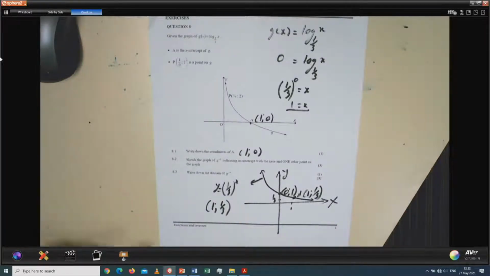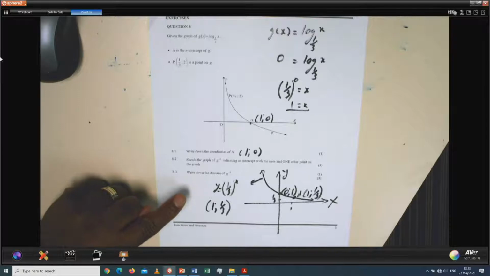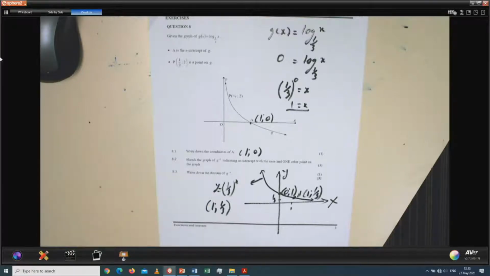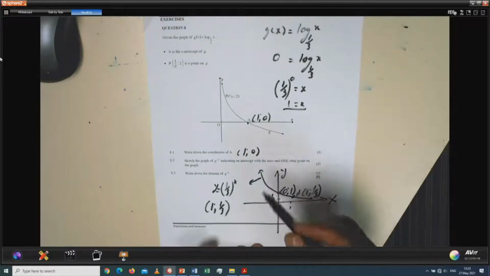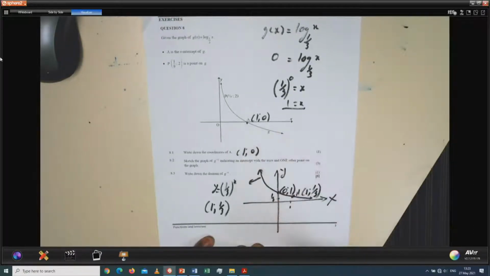Check 8.3. Write down the domain of the inverse. Here, what is a domain? Domain refers to the x values of the graph. Look at this. This arrow here indicates the graph continues indefinitely. Even here, the arrow indicates the graph continues indefinitely.